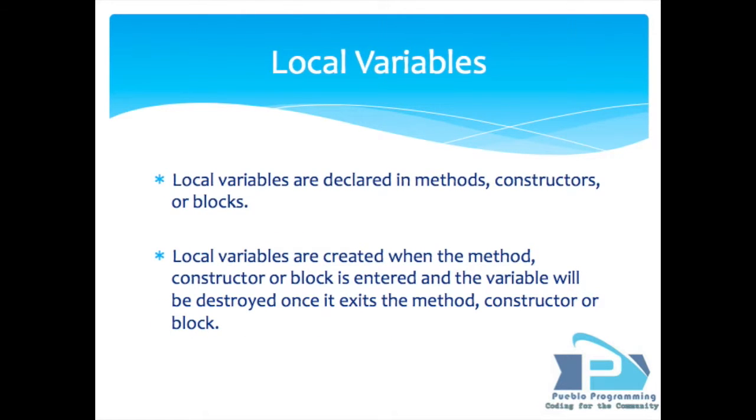Local variables. Local variables are declared in methods, constructors, or blocks. Local variables are created when the method, constructor, or block is entered, and the variable will be destroyed once it exits the method, constructor, or block. So local variables are some of the more common variables that you will see in Java programming, and one of the first variables that you would likely instantiate or use in your Java program.